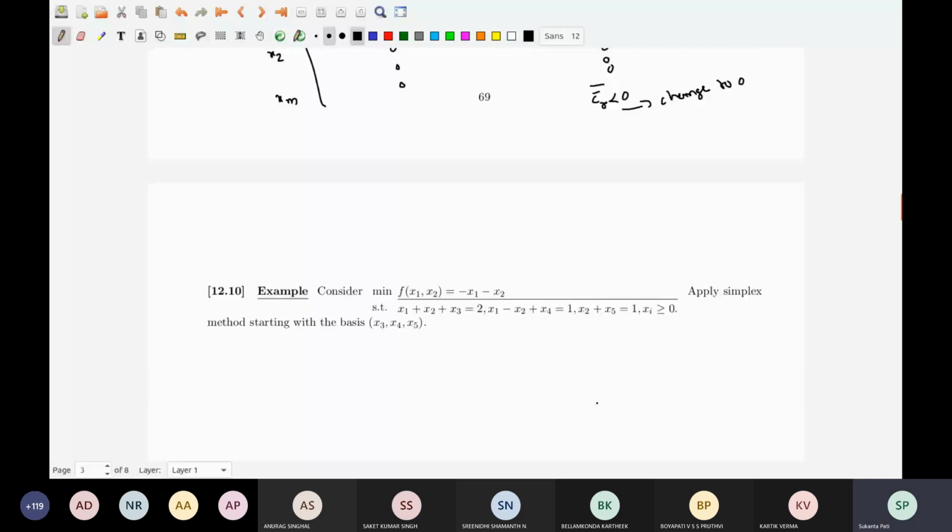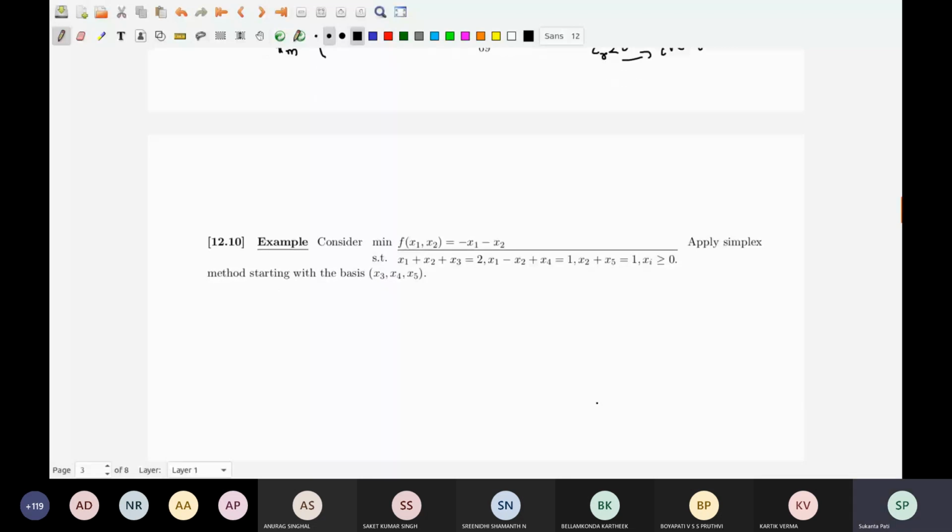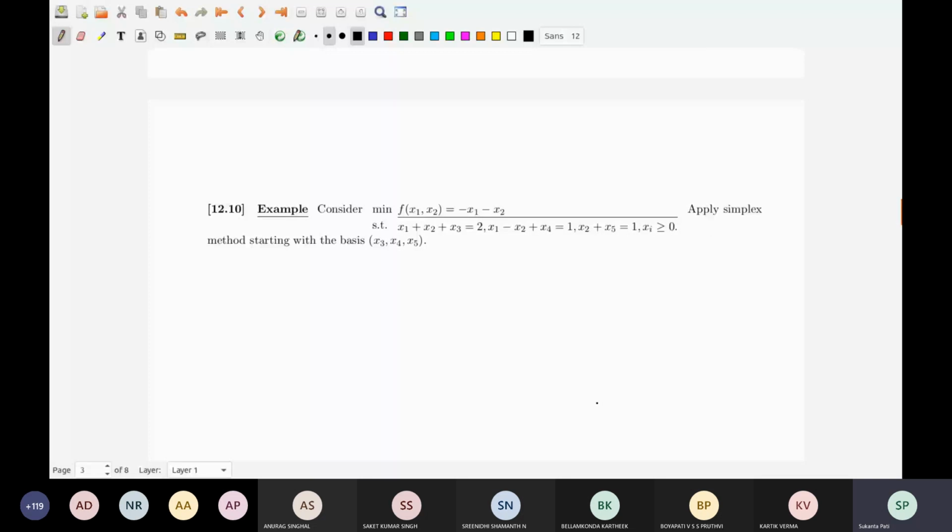So here is the problem. Assume that I have to minimize minus x1 minus x2, and this problem is given in the SLPP format. So what is my problem table? Now the problem table is the following. Problem table is like B, x1, x2, x3, x4, x5, and this is B.